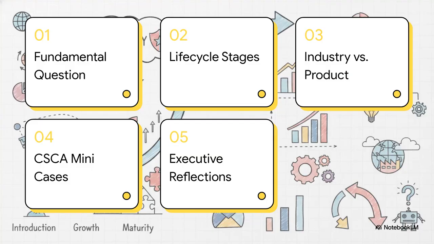Okay, here's a quick look at our masterclass syllabus. We're going to cover the fundamental question of industry growth, break down the 5 life cycle stages, and clarify the crucial difference between industry and product cycles. After that, we'll run through some rapid-fire CSCA mini cases before bringing it all together with our executive reflections.